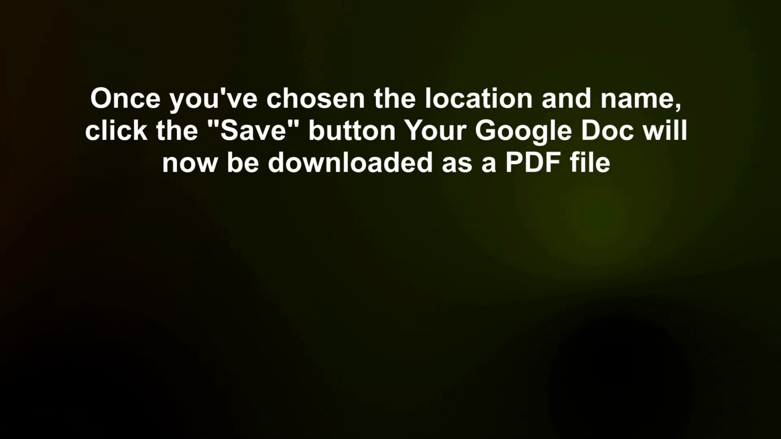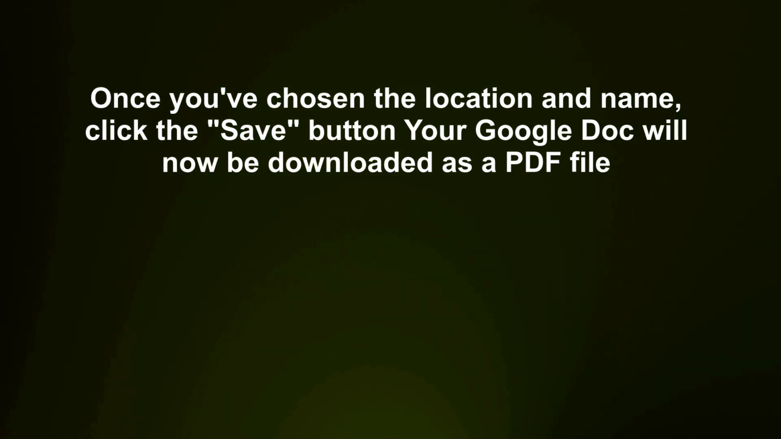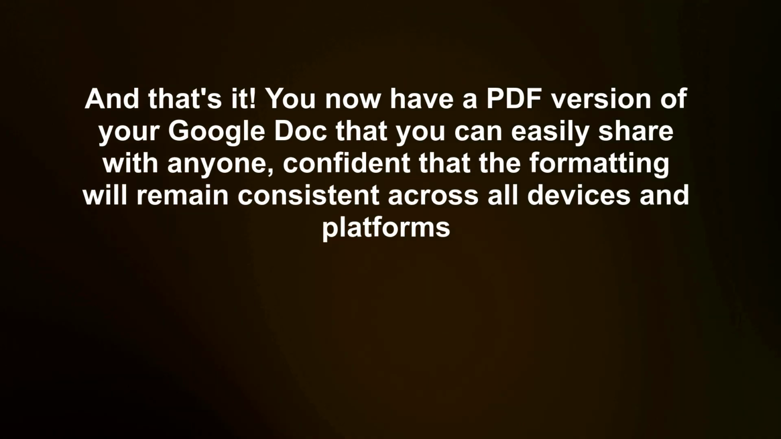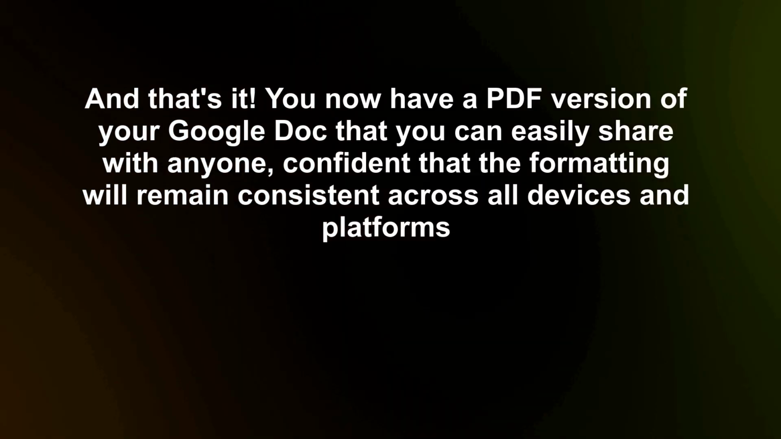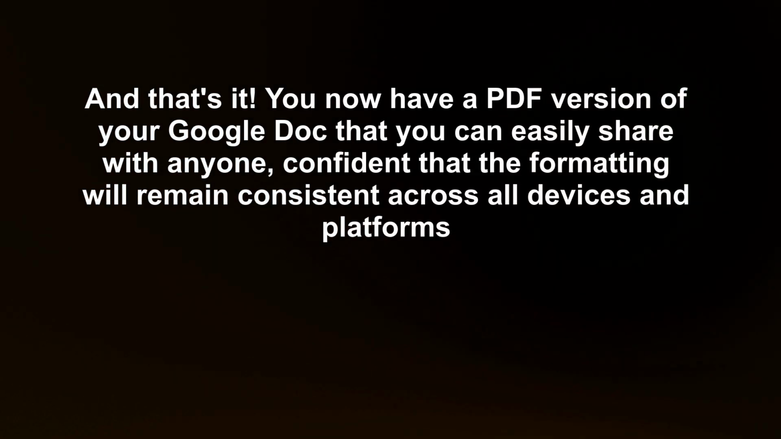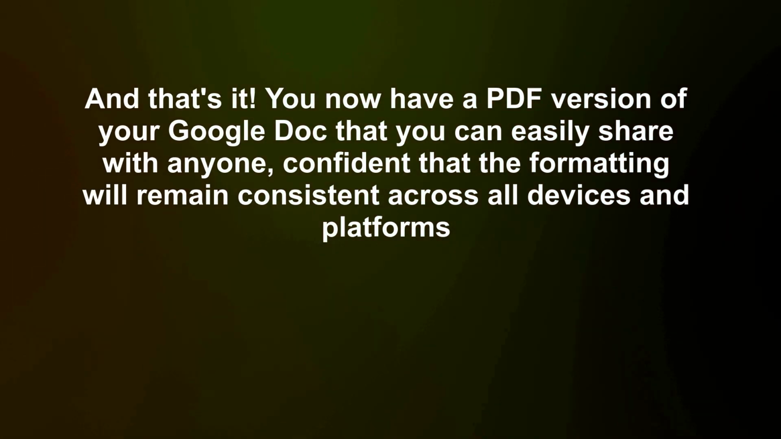Once you've chosen the location and name, click the Save button. Your Google Doc will now be downloaded as a PDF file. And that's it. You now have a PDF version of your Google Doc that you can easily share with anyone, confident that the formatting will remain consistent across all devices and platforms.